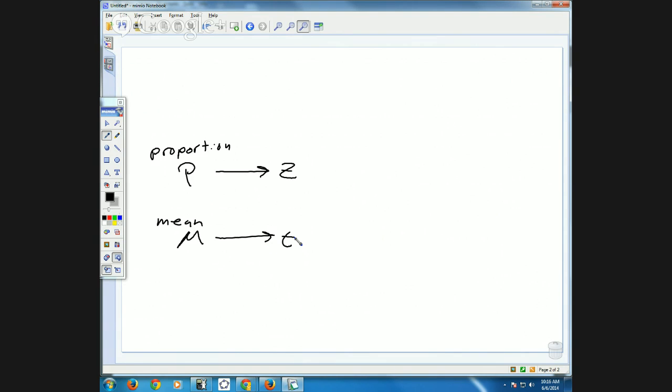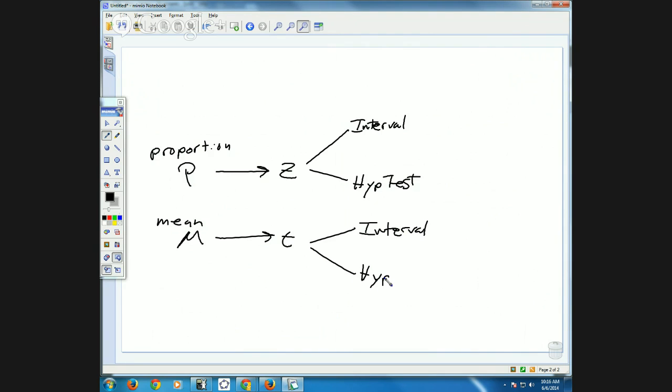Okay. The next thing we have to decide is, are we doing a confidence interval or are we doing a hypothesis test for either one of these? Confidence interval or hypothesis test. So if we're doing a proportion and we're doing an interval, we have a single proportion, so it's a one proportion z interval.